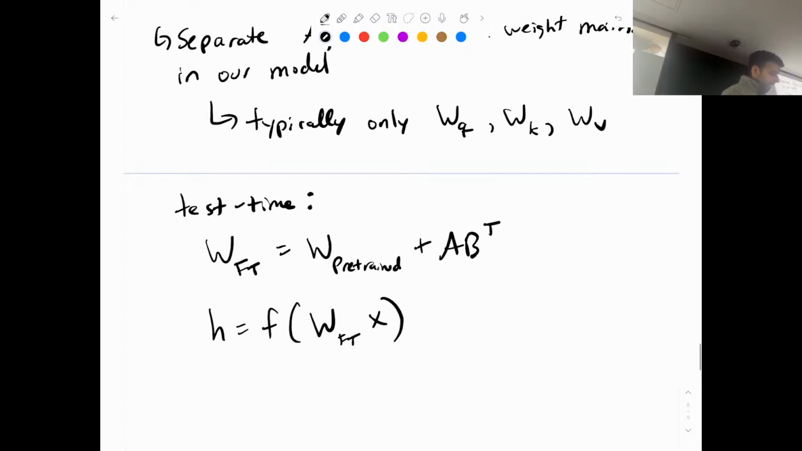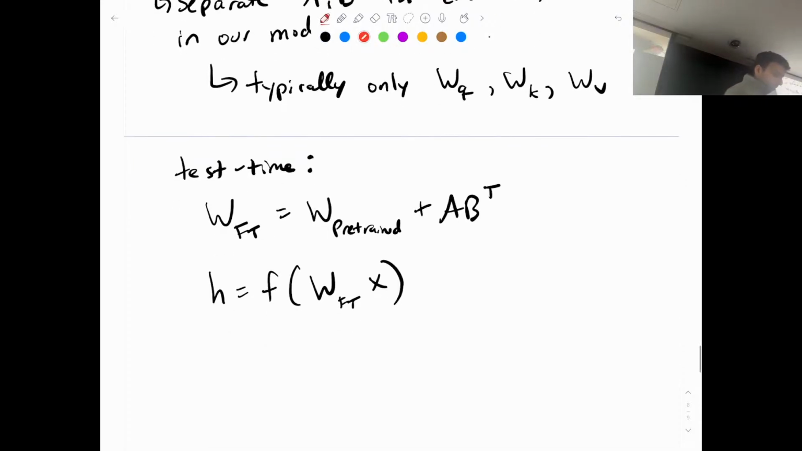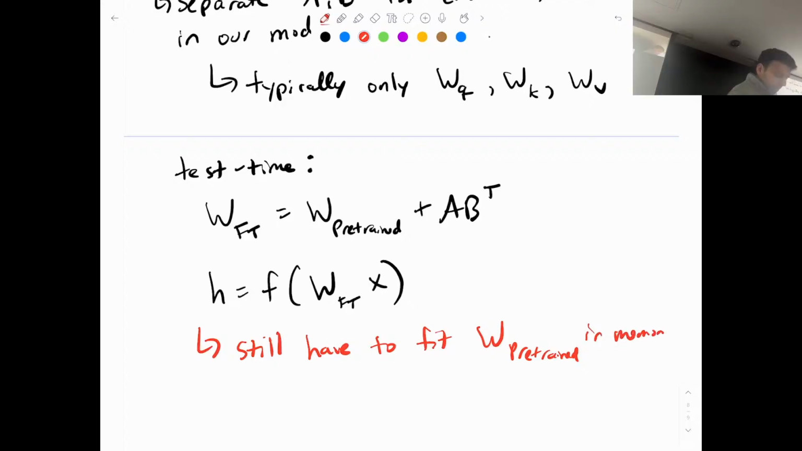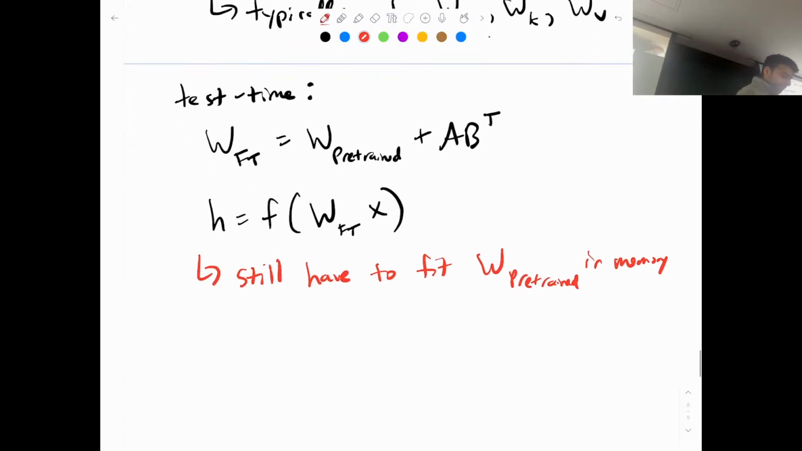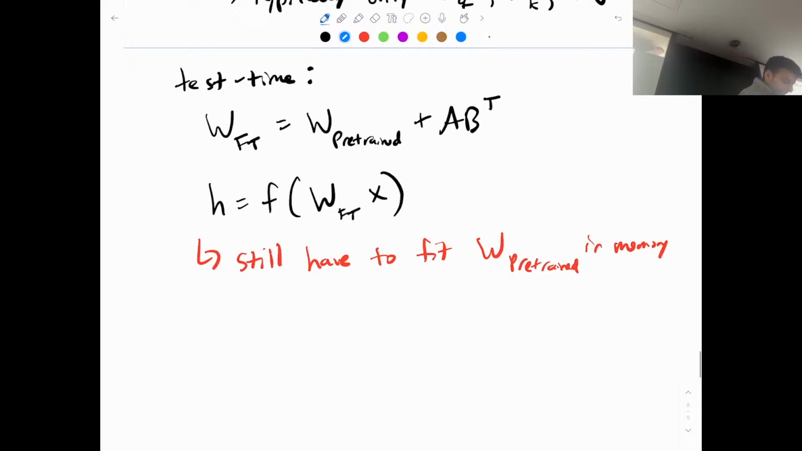So it's a very clean formulation, but we still have to fit W pre-trained in memory. So this is the same concern that you brought up. You still have to fit this M cross N matrix. And that's where people have turned to quantization.